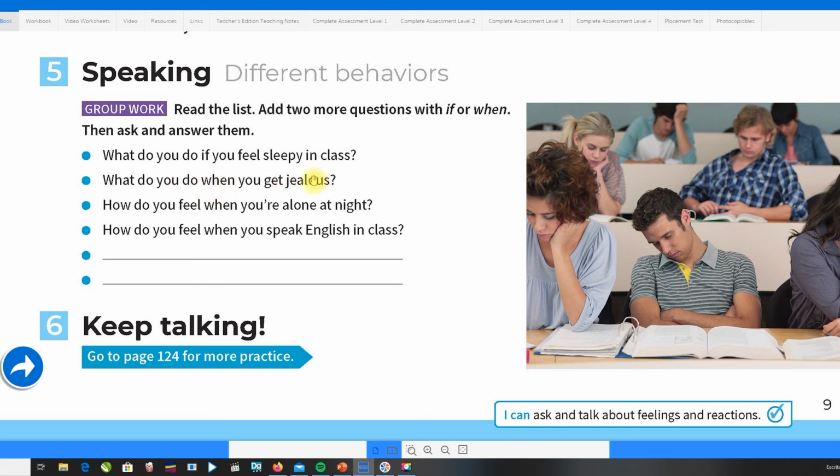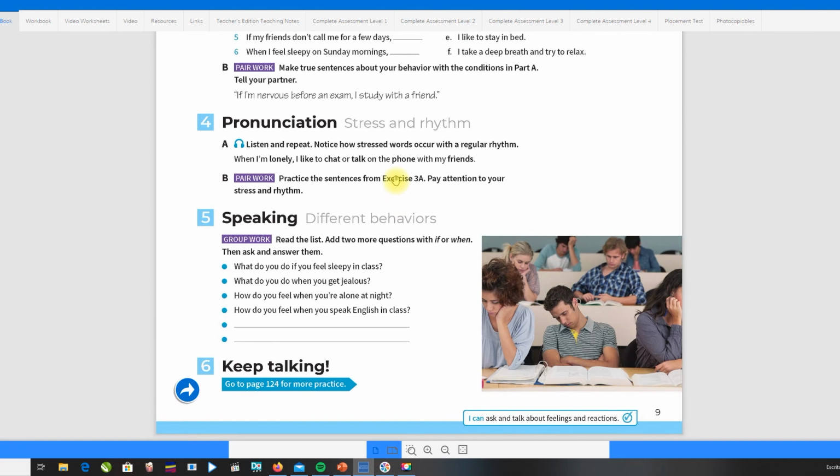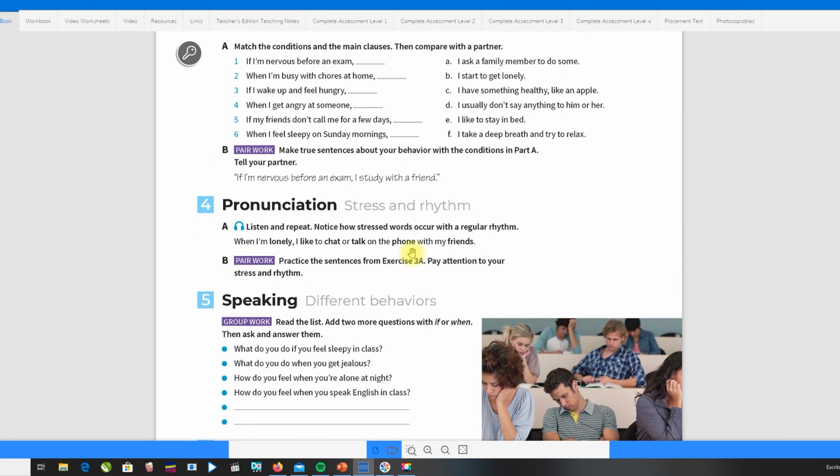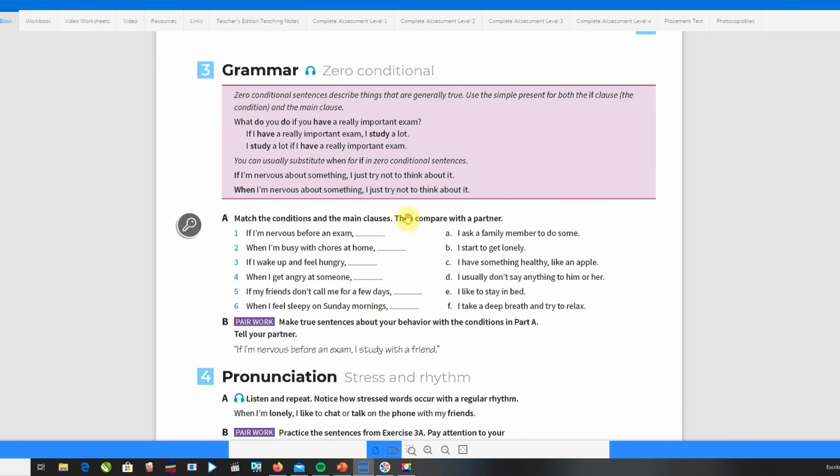What do you do when you get jealous? How do you feel when you're alone at night? How do you feel when you speak English in class, etc.? All right? So you can do this in your house, okay? With all the time you have. And that is all for now. Now let's go to your workbook, okay?